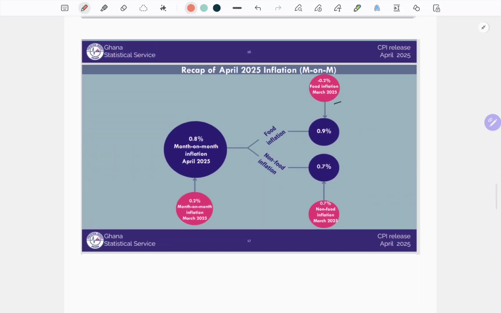Now let's see what happened on a month-on-month basis. So indeed, year-on-year there could be some ease. It doesn't necessarily mean that on a month-on-month basis the situation will be the same, and we'll see that in a second. So for April 2025, that is between March and April, prices of goods rose by 0.8%. Now this is higher than the rate between February and March, where goods rose by 0.2%.